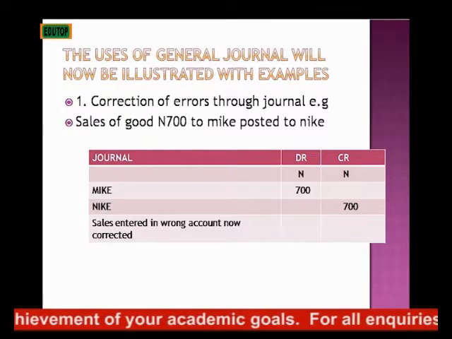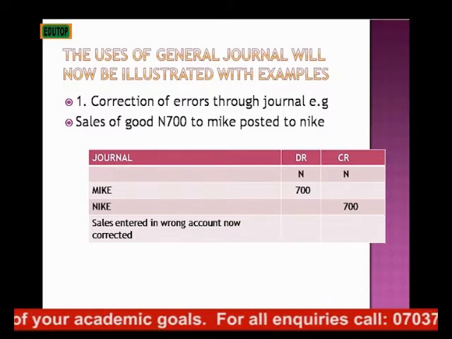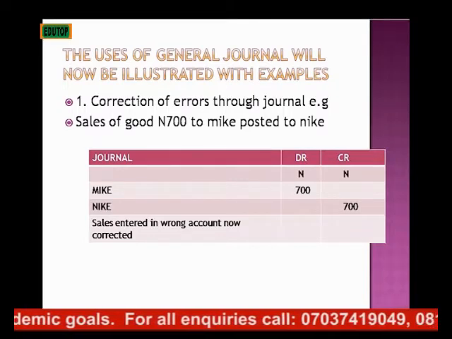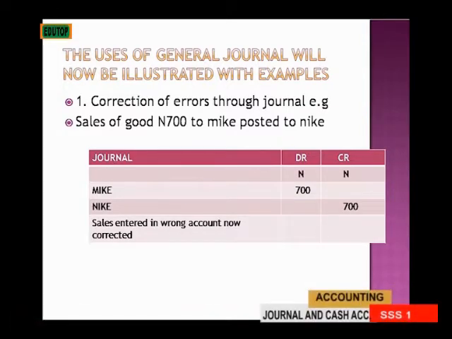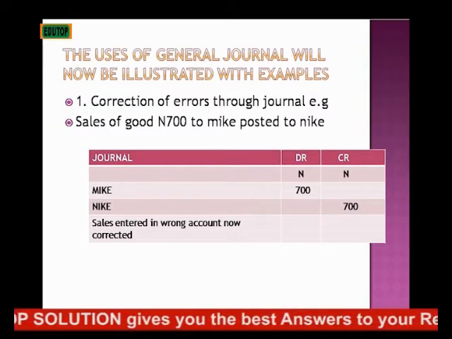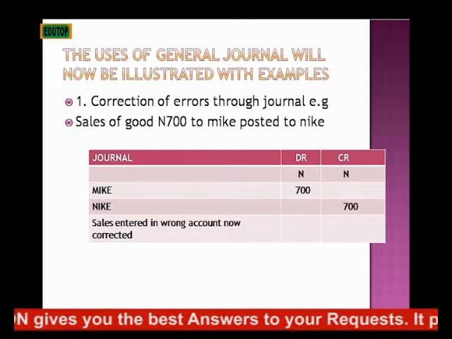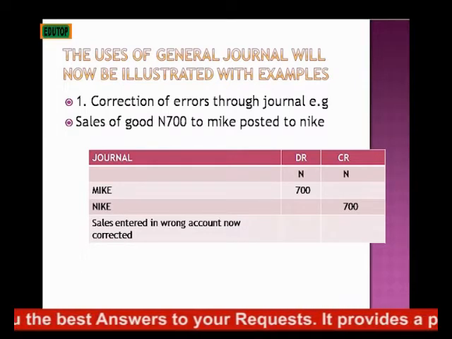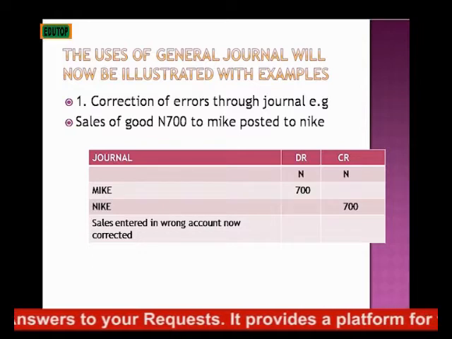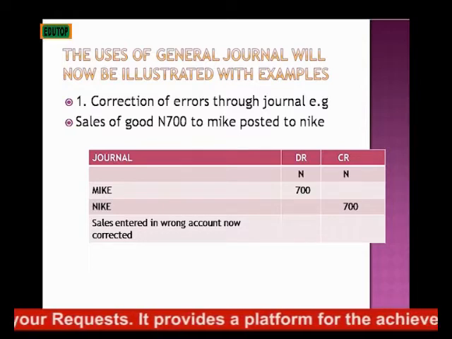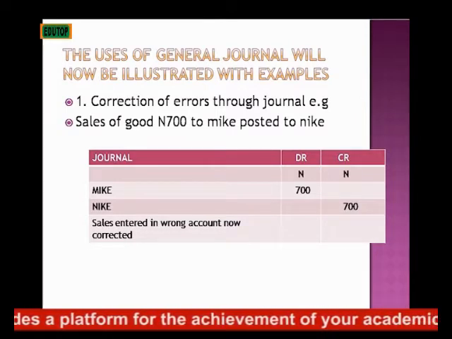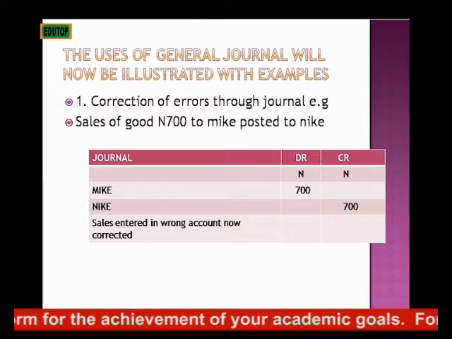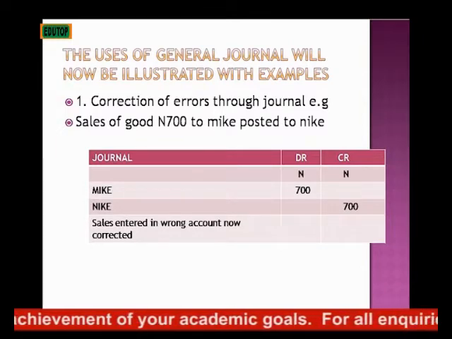The example says, sales of goods 700 to Mike, posted to NECO account. So sales of goods, which is 700 naira, you can see here that we have a journal, we have a debit side and a credit side. The sales of goods that were supposed to be posted to Mike was mistakenly posted to the account of NECO. So in order to correct that error, we post it into Mike's account while we take it out from NECO's account.